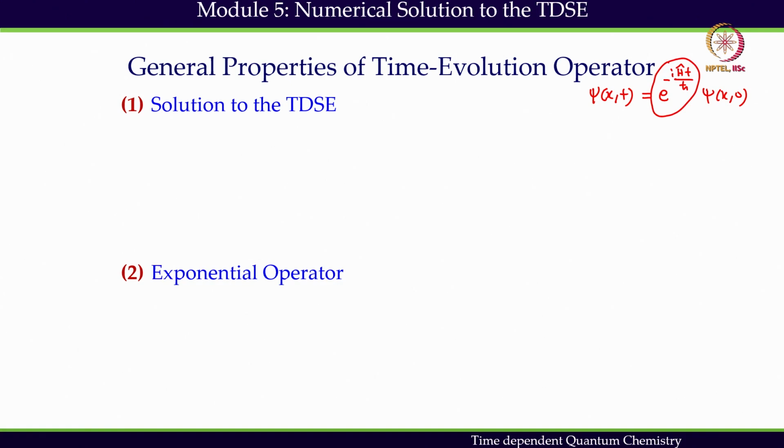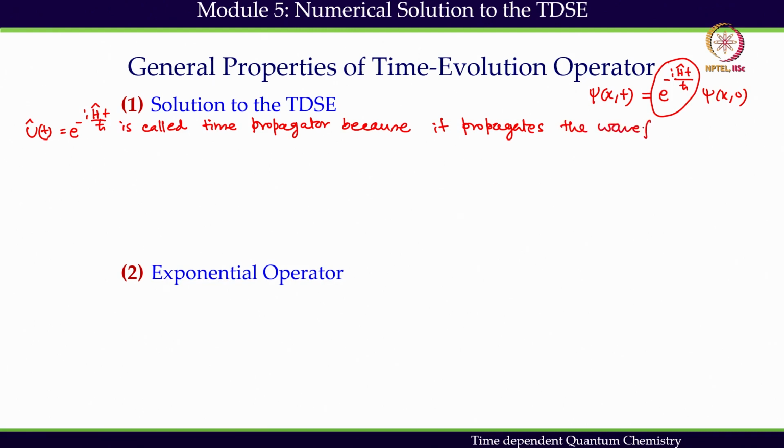So the first property of the time evolution operator is that U(t) equals e to the power minus iHt by h-bar, and it is called the time propagator, because it propagates the wave function in time.